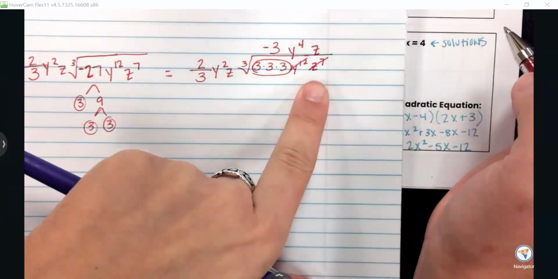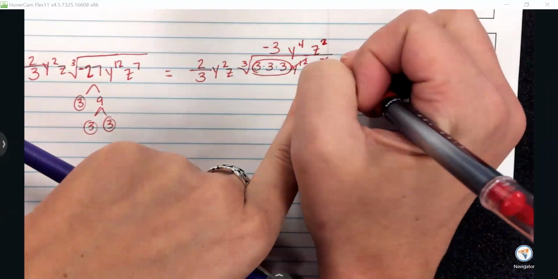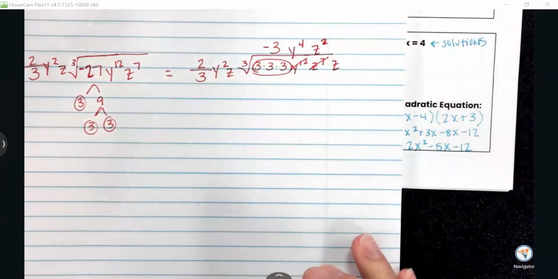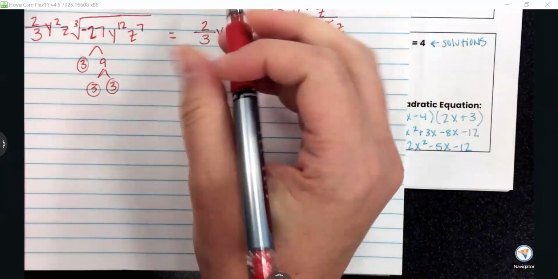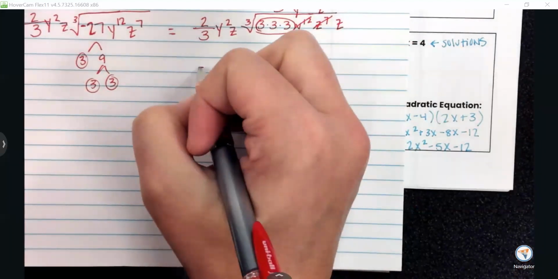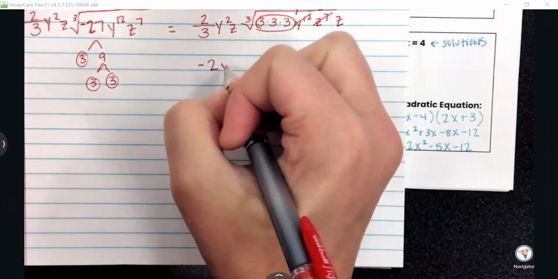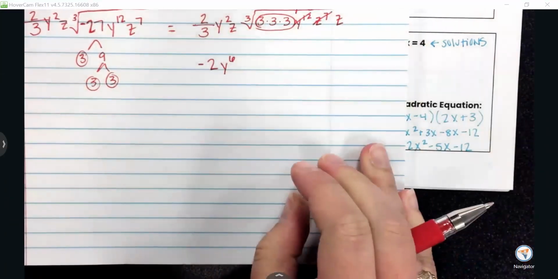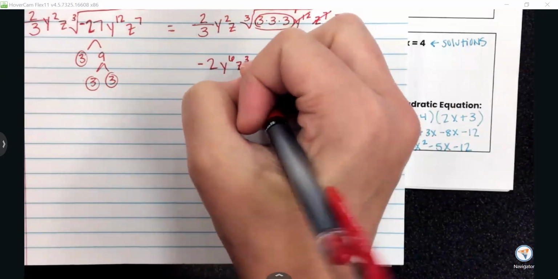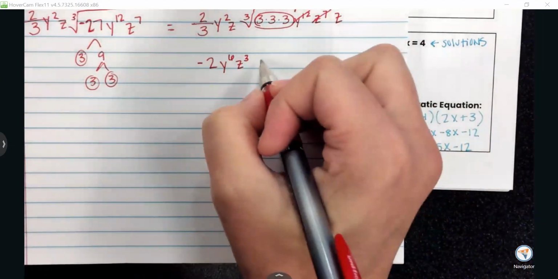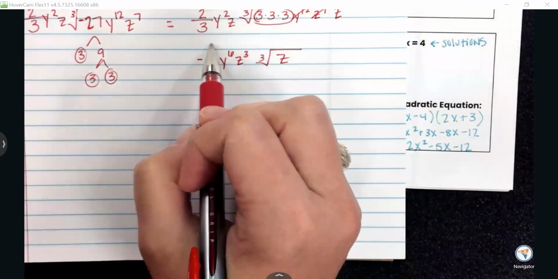If I have 7 z's, how many groups of 3 can I take out? 2 of them, but what's left? I still have a z. So I have -3 times 2/3. What is -3 times 2/3? -2. I have y squared times y to the 4th. So what do I have? Y to the 6th. I have a z times z squared, which is z cubed. And then I still have a cube root with what's left inside, just a z.